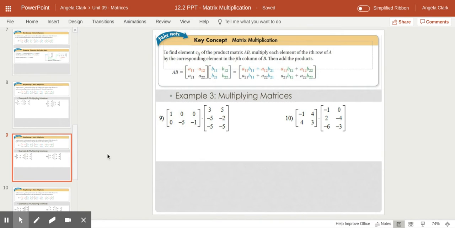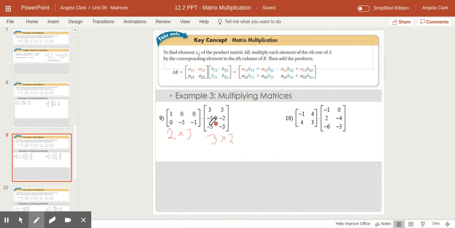Remember, the first thing we have to do when we're multiplying matrices is check the dimensions. So this is a 2 by 3 matrix, right? 2 rows, 3 columns. And this is a 3 by 2, right? 3 rows, 2 columns. Notice that the middle two are the same, so we can do this multiplication, and the outer two tell us that our result should be a 2 by 2 matrix when we're done.